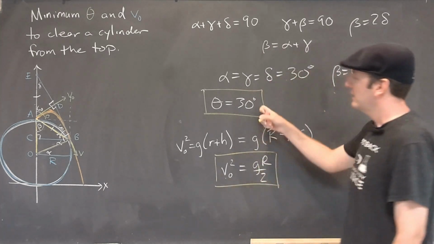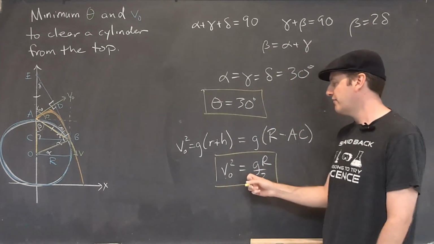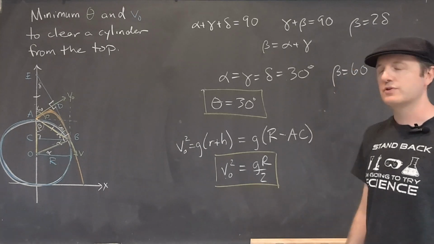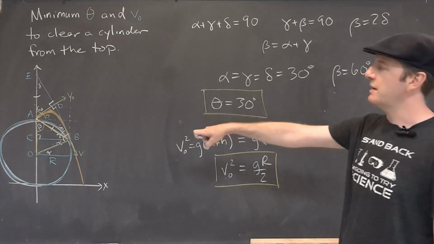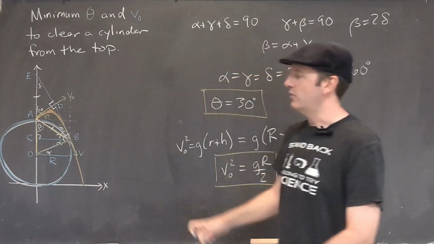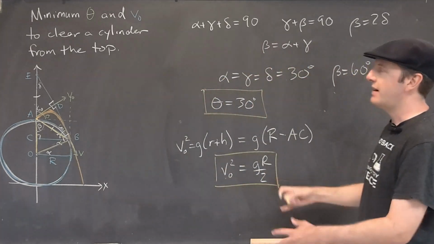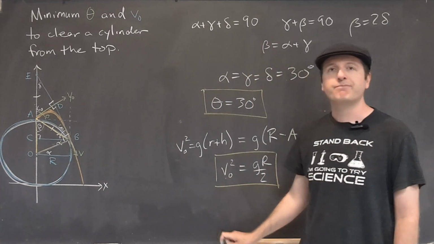And there we have it. Fire it at a 30-degree angle and fire it with a speed of root gr over 2. And you will just barely clear this edge when trying to minimize that launch angle and launch speed. QED.